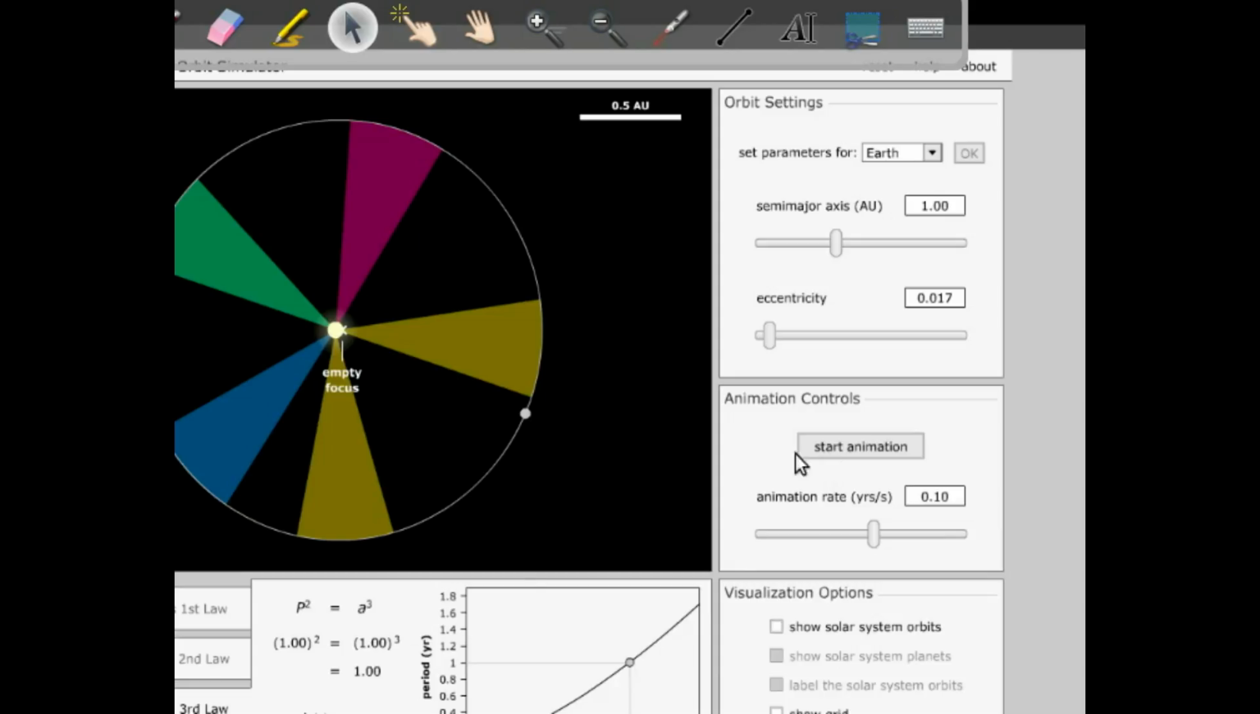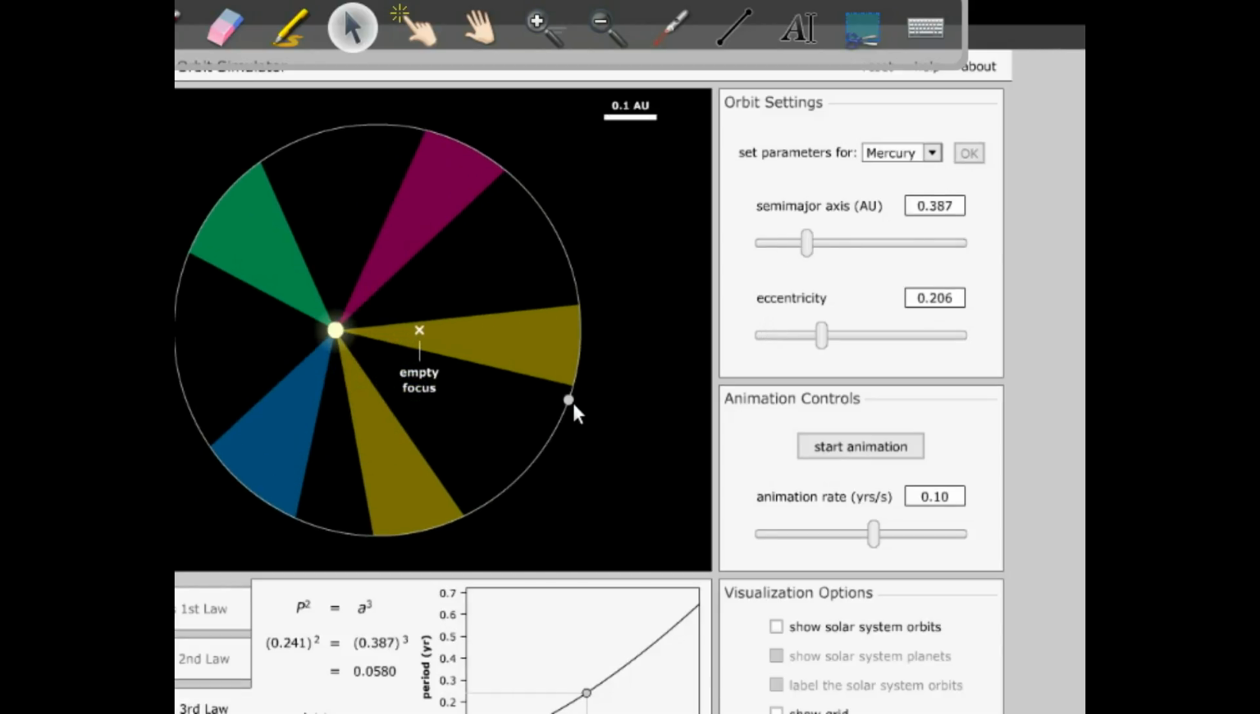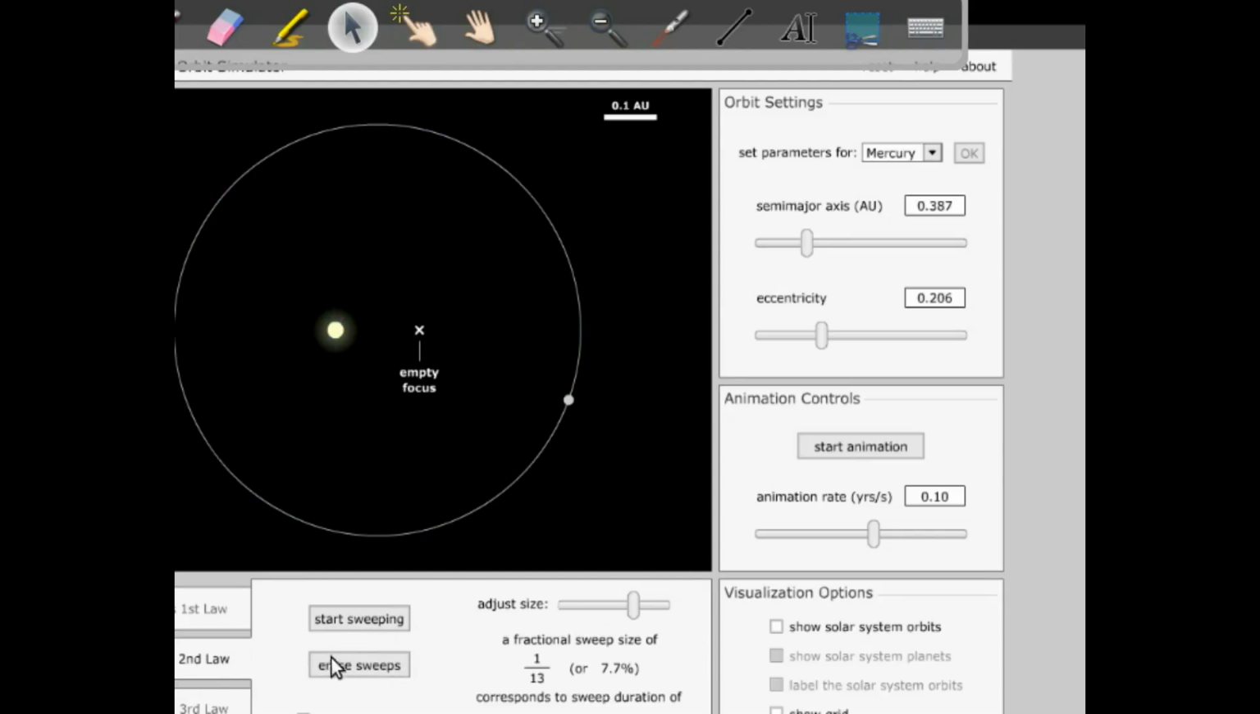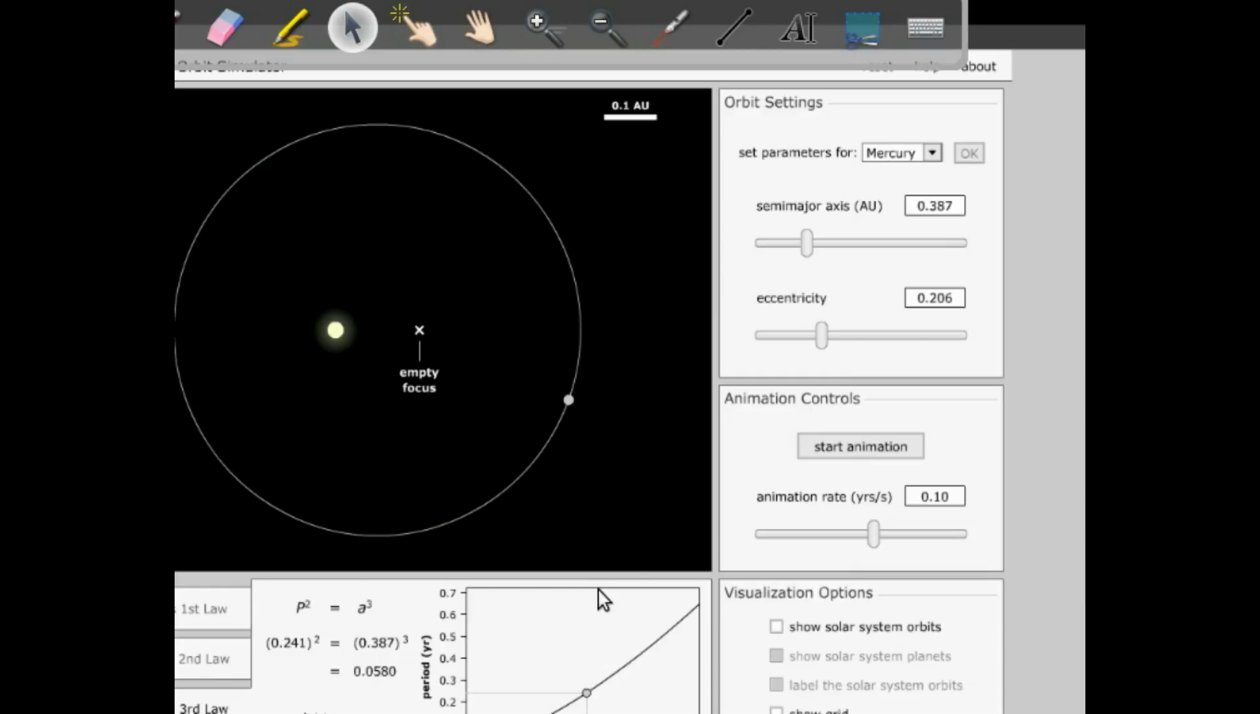And we'll go to the third law. The third law says that when the planet is away from the Sun, the distance will be further. This is taken as the semi-major axis.